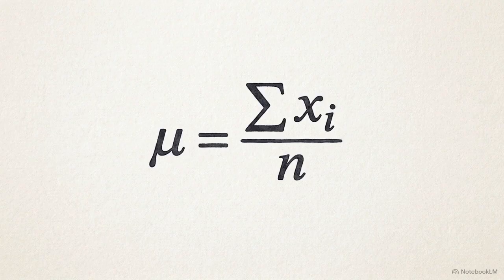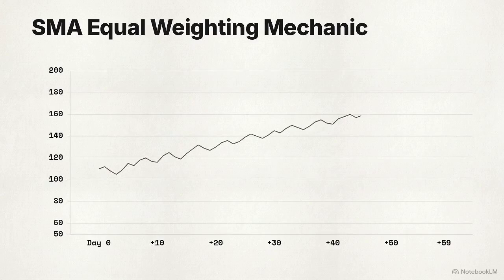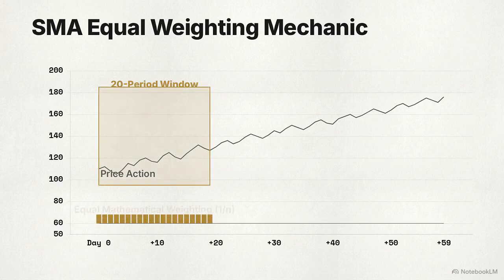The simple moving average, or SMA, is an unweighted arithmetic mean calculated over a specific number of periods, designated as n. The formula requires a strictly defined look-back window, pulling a sequential series of closing prices. On this chart, we have an isolated 20-period look-back window. The calculation is straightforward. We sum the closing prices of these exact 20 periods and divide the total by 20.